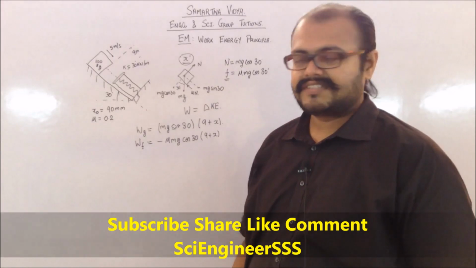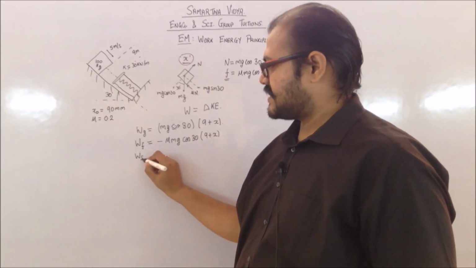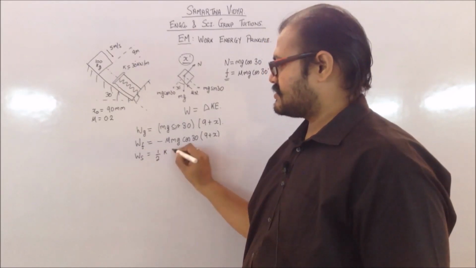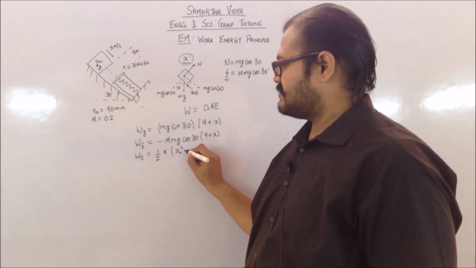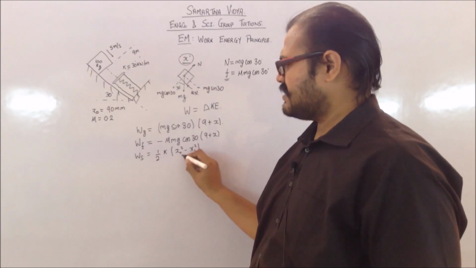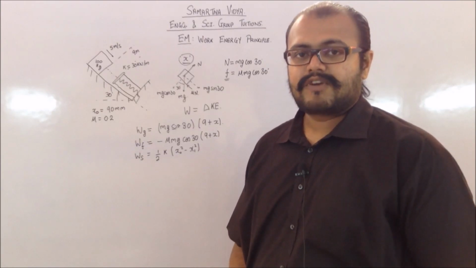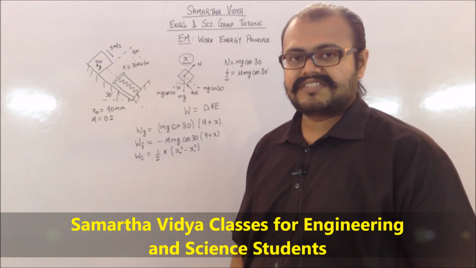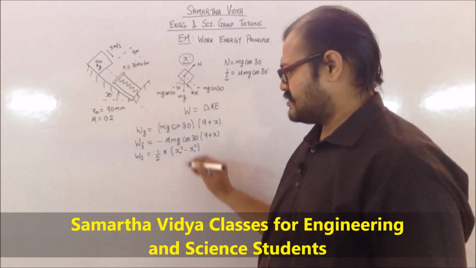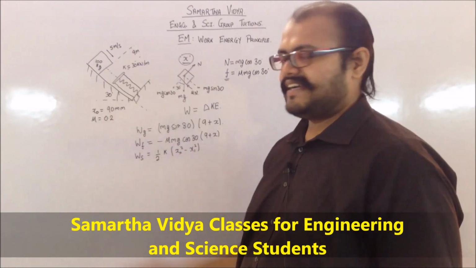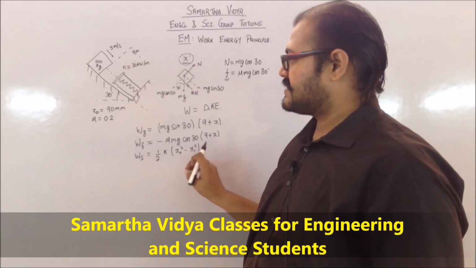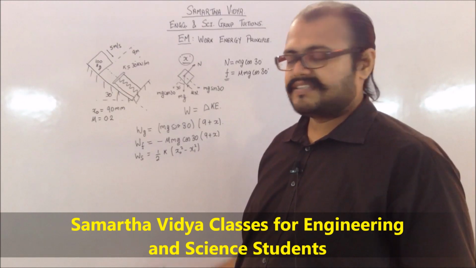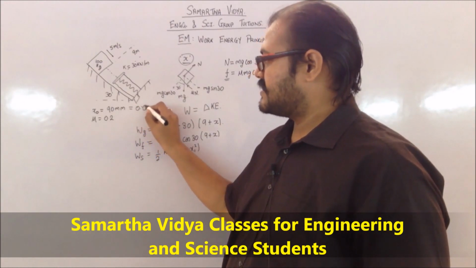Next, coming to the final work because of the spring, that is your Ws, that is given by half into k, that is the spring constant, into x0 square minus x1 square, where x0 is the change in the length from the original in the initial case, and x1 is the change in the length from the original in the final state. So in this case, x0 is going to be nothing but 90 mm, and x1 is going to be nothing but x plus 90. So for this you need to convert this mm into meters, so that is going to be equal to 0.09.